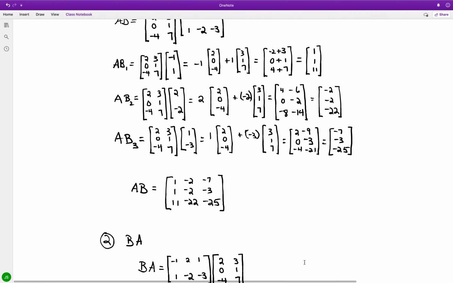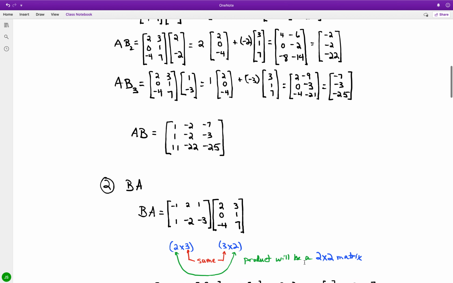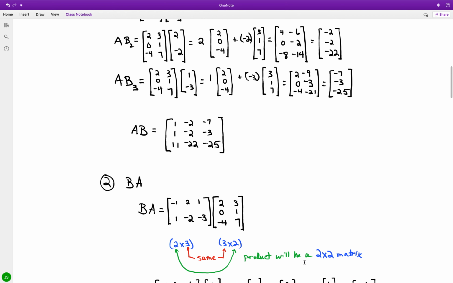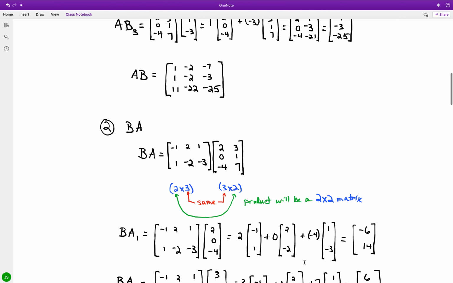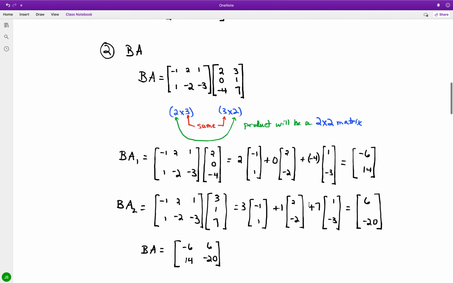Now, if I were to reverse the order, so I have not A times B, but B times A. In this case, B is a 2 by 3 matrix, A is a 3 by 2. Here we have the same number between the columns in the first matrix, which is now B, and the rows in the second matrix, which is now A. And the resulting product will be a 2 by 2 matrix.